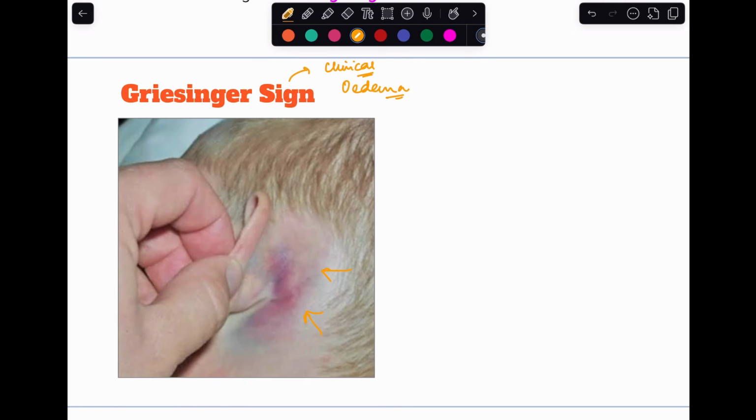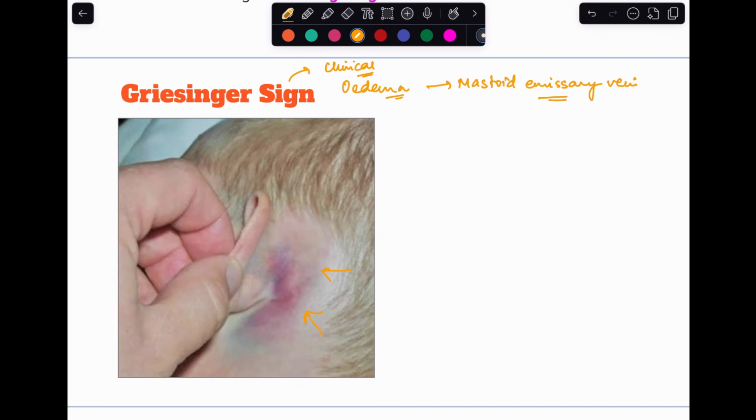of thrombosis of a particular vein. Can you tell me which vein is this? This is the mastoid emissary vein. So thrombosis of the mastoid emissary vein leads to edema of the post-auricular soft tissues which overlies the mastoid process. And this is what Griesinger's sign is.